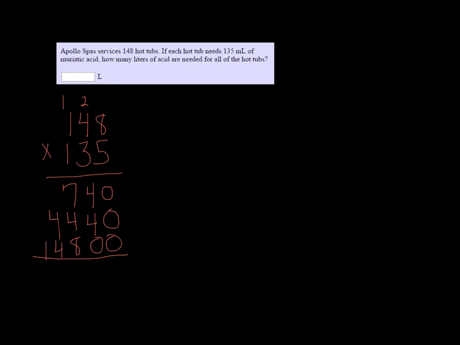Add it all together. We get 0, 8, 9, 9, and 1. Alright, so we have 19,980 milliliters. To convert that to liters, I just have to take the decimal, which right now is to the right of the zero, and move it over 3 times to the left, and this is going to be 19.98 liters.